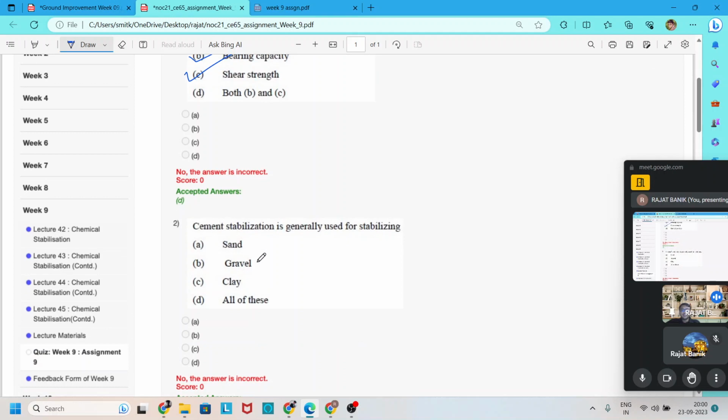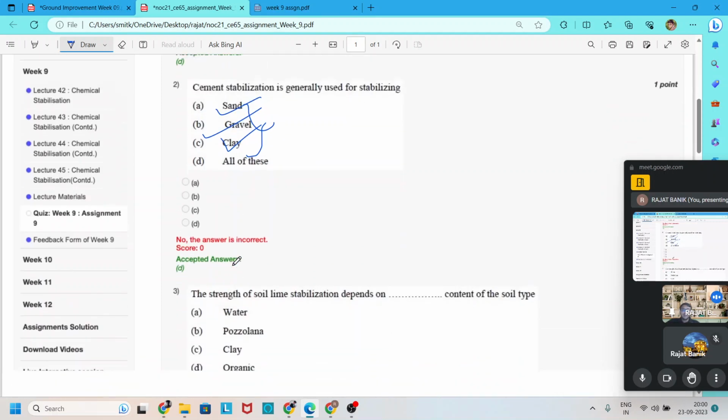The second question asks that cement stabilization is generally used for stabilizing what material. We know that cement stabilization is used for a large variety of soil. Here it is given sand, gravel, clay. We know that it is used for all types of soil. So the correct option is option D.